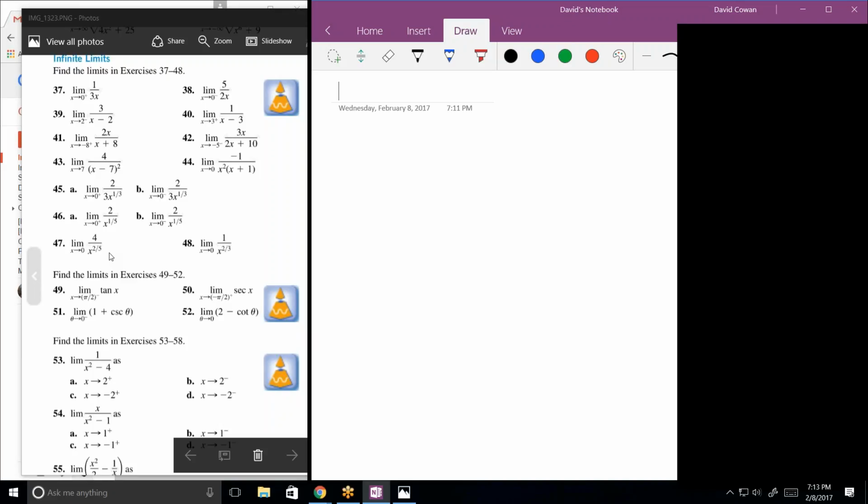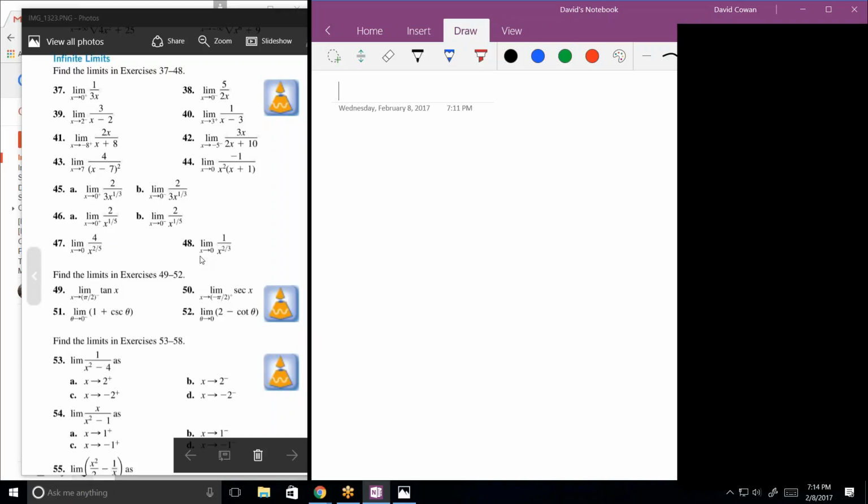Would that be infinity? Yeah, notice that as we approach from the right, the bottom is positive. But even as we approach from the left, we've got the fifth root of a negative number, which is negative, but then we square it, so it becomes positive. So from the left and the right, the denominator is positive. So that is positive infinity.